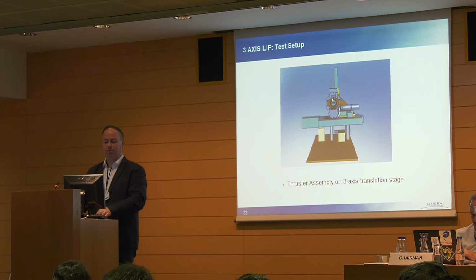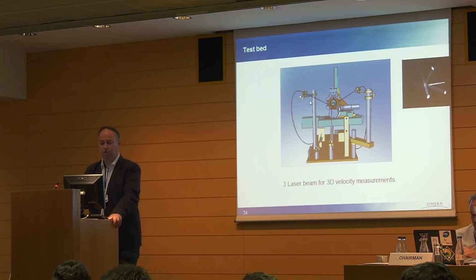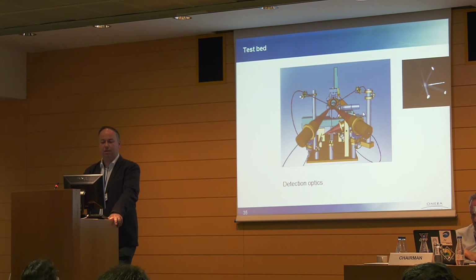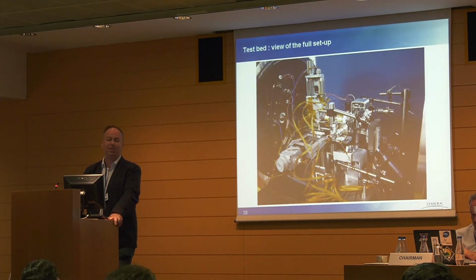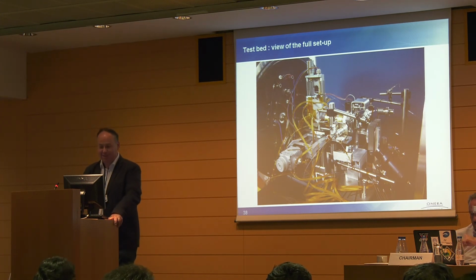Here you have a thruster mounted on a translation stage, a cesium thruster at the time. You add three lasers, oriented like that. Here is an illustration of the fluorescence of these lasers, the optics of detection, the calibration systems. So that makes something complicated like that. It's not as simple as before, but it works.